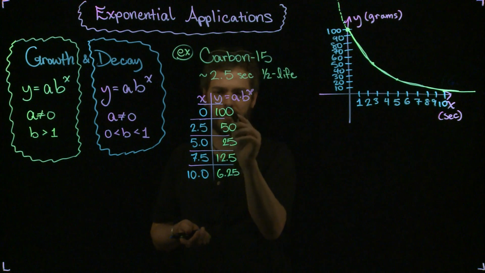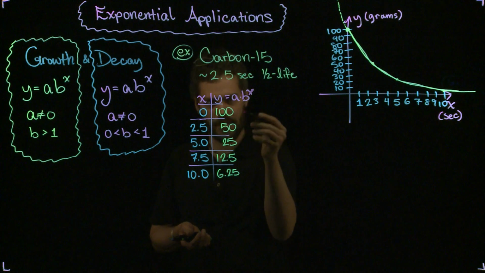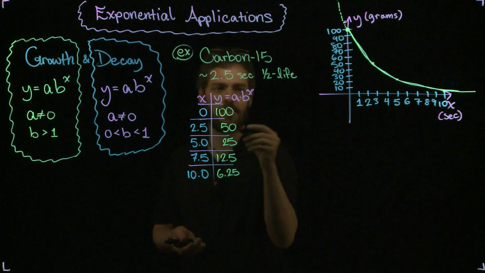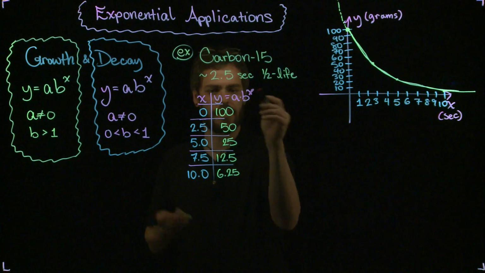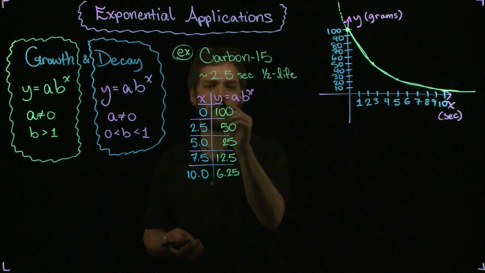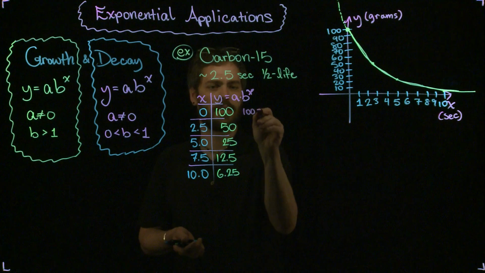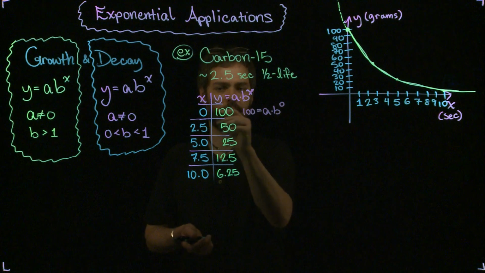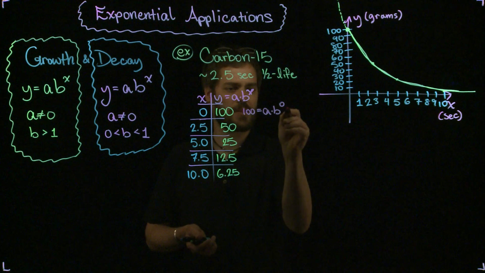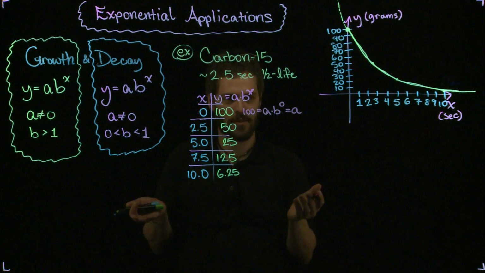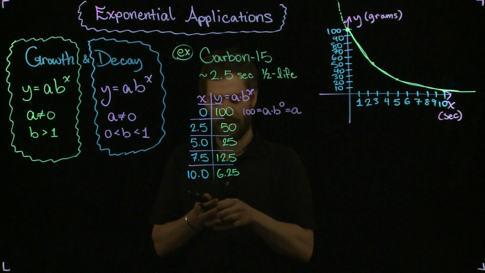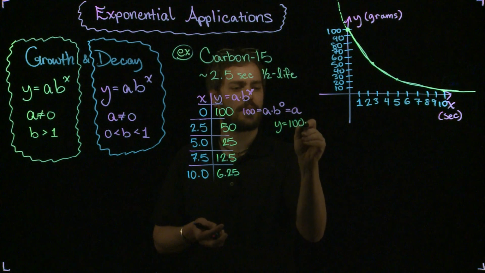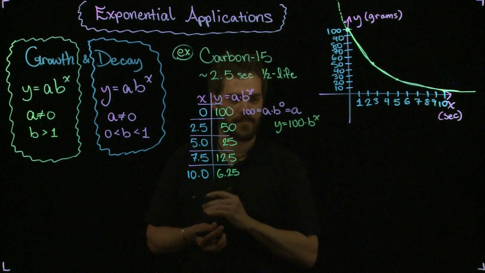The first value is a nice one to go with to start to try to find your a and your b. That is when x is 0, because anything to the 0 power is 1. So that's a simple thing to do. Let's put 100 in for the y, equals a times b to the 0 power. There's the x value. b to the 0 power is 1, so this must be equal to a. So far then, I've got y is equal to 100 times b to the x.